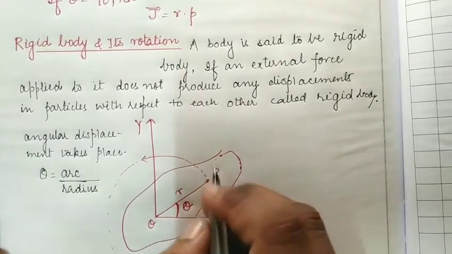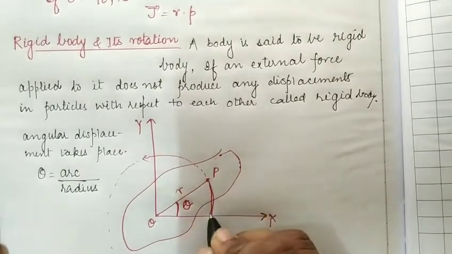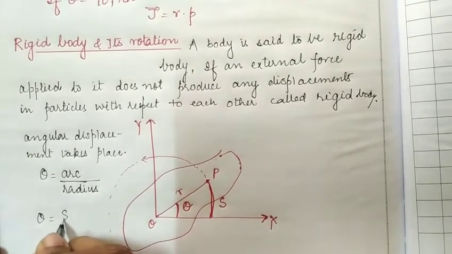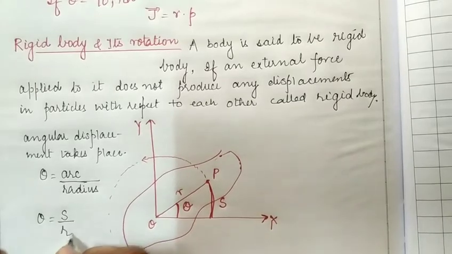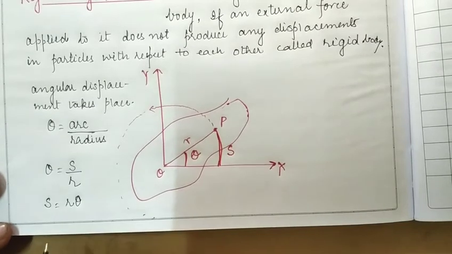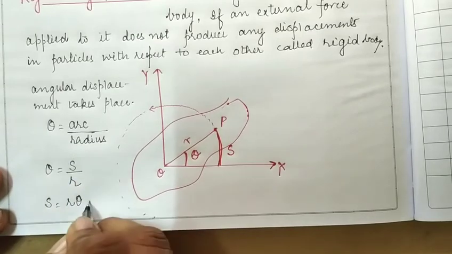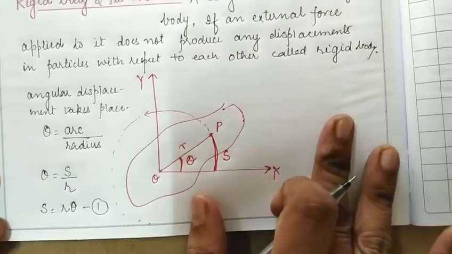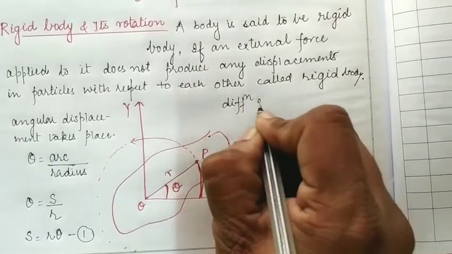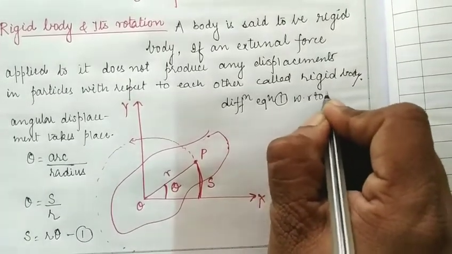Here you can see that the arc is from the x-axis to P. So this is the arc, which is given by s. So theta is equal to s upon r, where r is the radius of the path. So from here we can say that s is equal to r into theta. Okay students, so arc s is equal to r theta, and suppose this is equation number 1. Now what we are going to do is differentiate equation 1 with respect to time t.